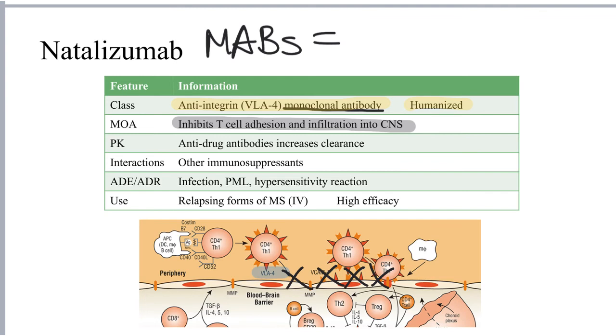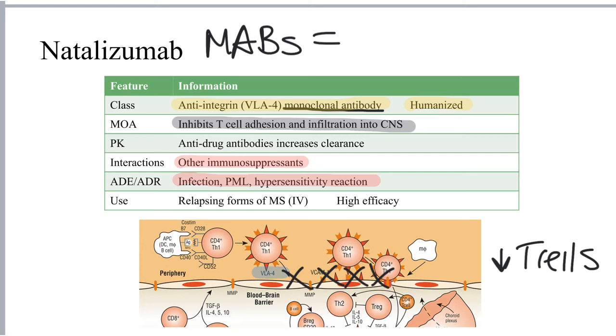Natalizumab is highly immunosuppressive, and therefore administration with other immunosuppressants should be avoided. Its primary adverse effects are the development of opportunistic infections, and this also includes John Cunningham virus, which can lead to the development of progressive multifocal leukoencephalopathy. Hypersensitivity reactions are also possible with administration of natalizumab.